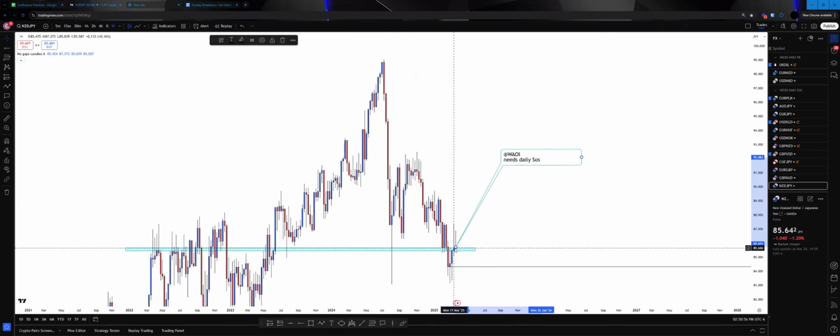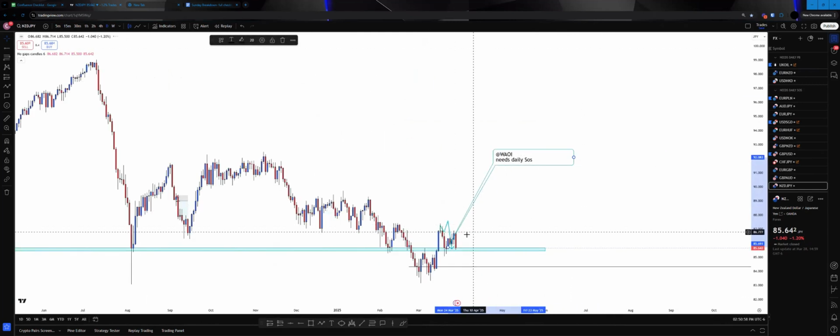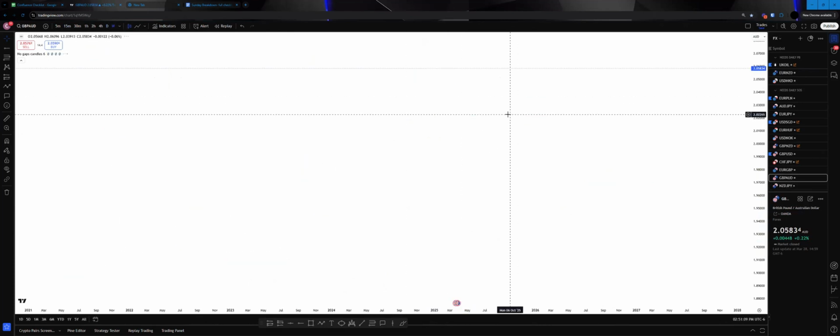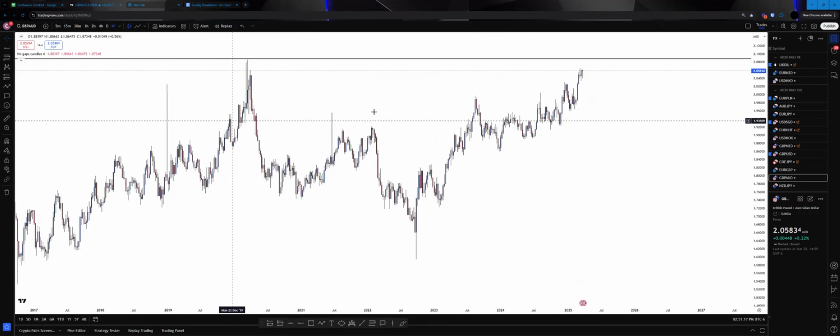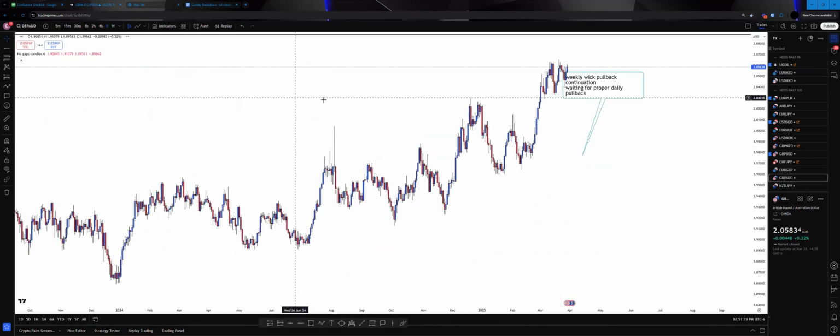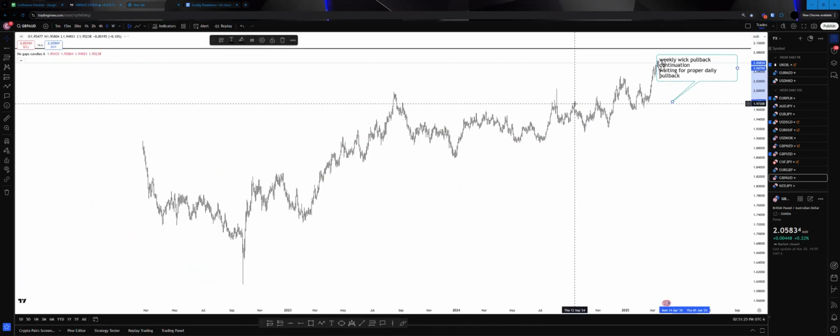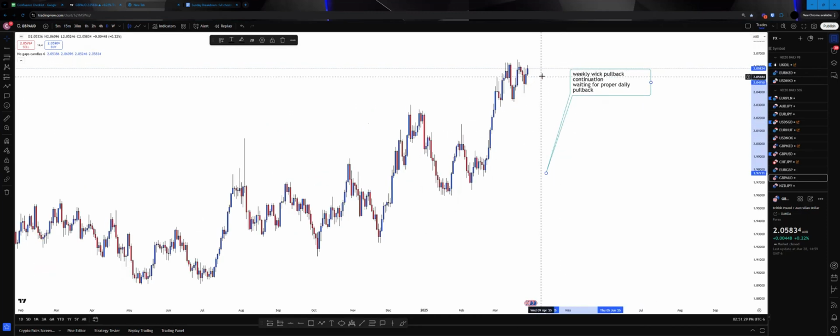NZD-JPY, we've pulled back to a weekly area of interest. The daily needs to shift. Same category. GA, weekly is at a higher high. This is definitely the next weekly structure point. The daily is saying the same thing. The daily is bullish. We need a proper daily pullback, but I don't see it happening off anything.